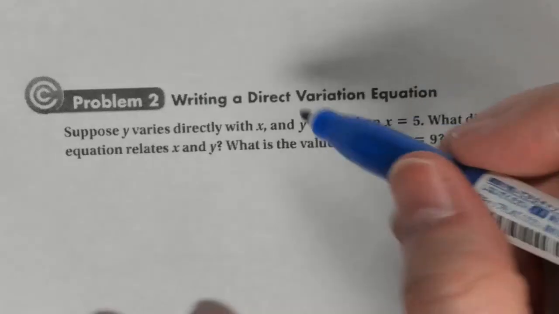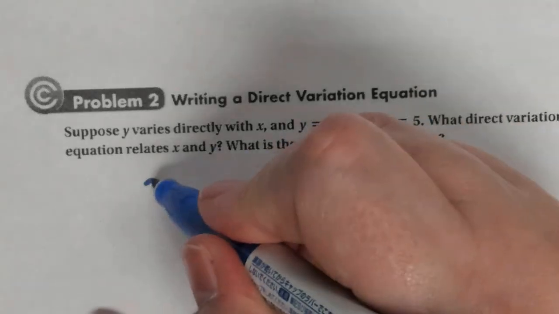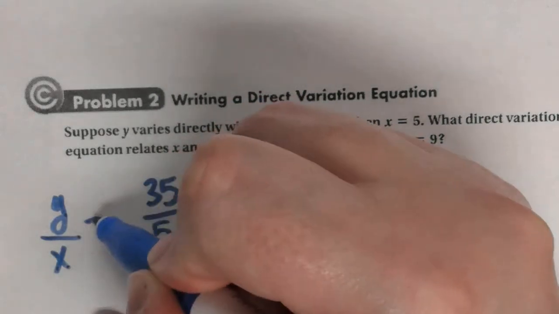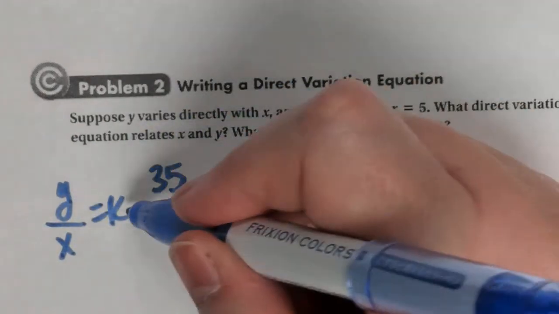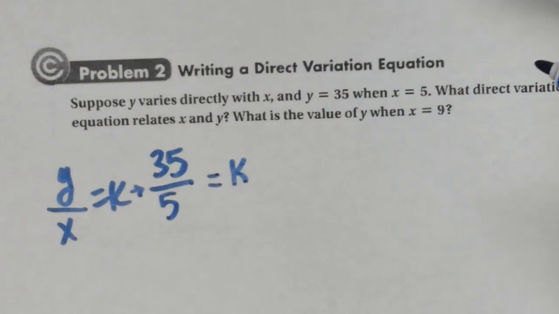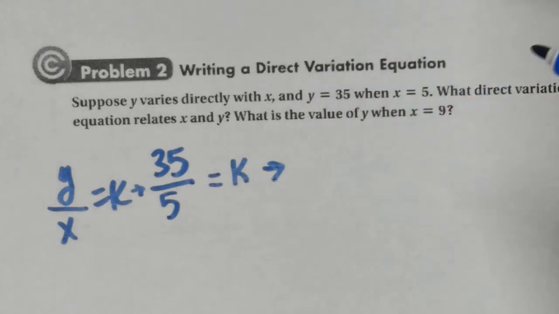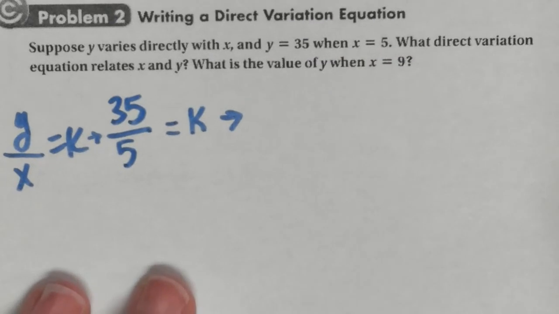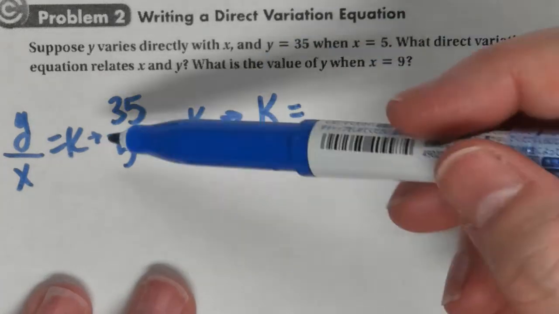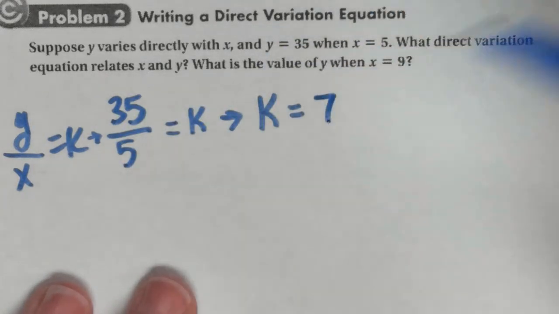Y. So it says y is 35 when x is 5. So y, remember it's y over x equals k. That's the thing it says above us. So now we're trying to do that. Y over x equals k. So what is 35 divided by 5? And yes, you can use your calculator. 35 over 5. 7. 7. So this is k.